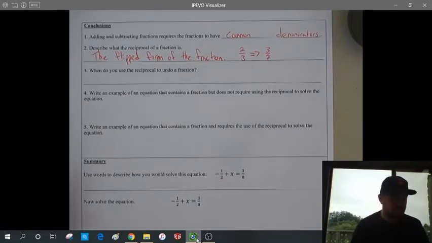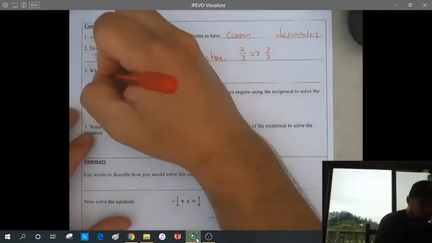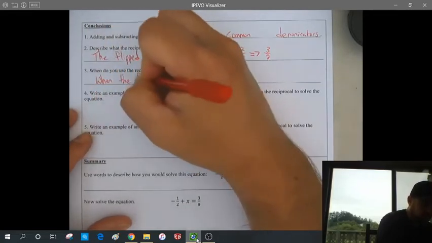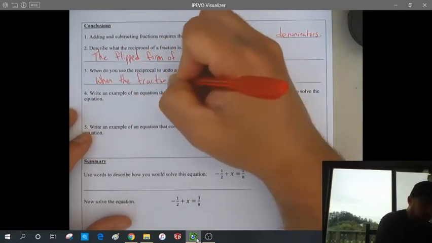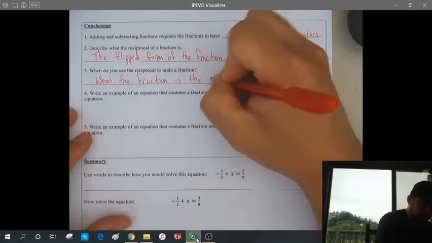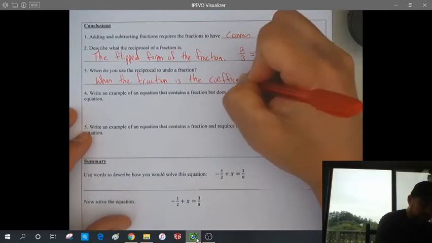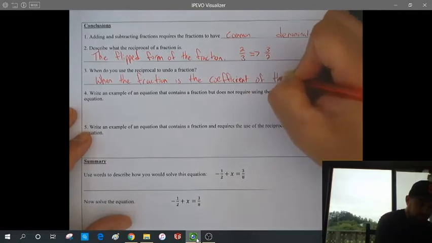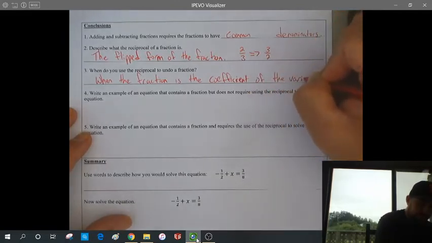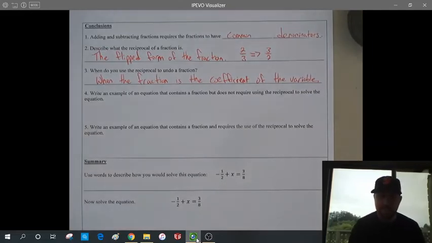When do you use the reciprocal to undo a fraction? When the fraction is the coefficient of the variable. Because in that case, we want to divide both sides of the equation by the coefficient, but as we showed, dividing by the fraction, we have to use KCF, keep, change, flip, and that ends up just being multiplying by the reciprocal.